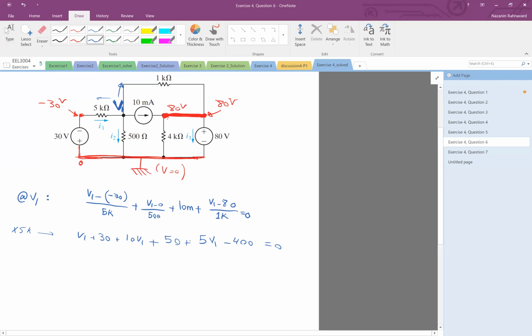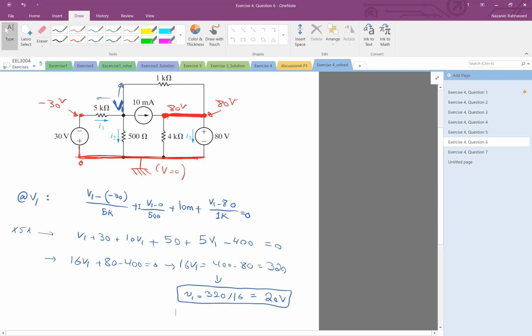So 10, 15, 16 V1, 80, minus 400, equals 0. 16 V1 equals 400 minus 80, which is 320. So V1 is 320 divided by 16, which is 20. Very good. So V1 is 20 volts, and then the problem wants us to find the currents. So let's do that.